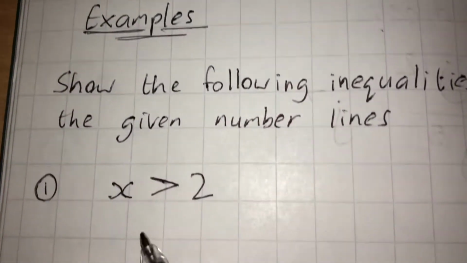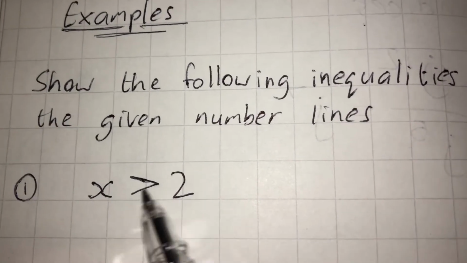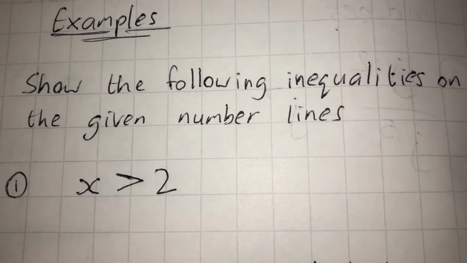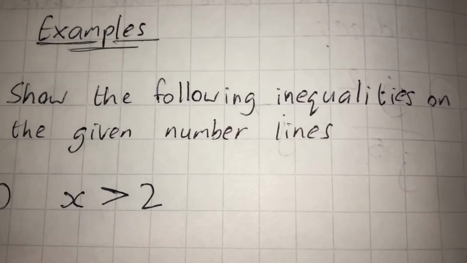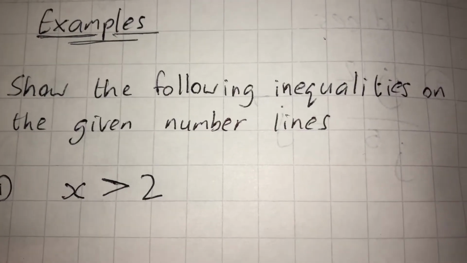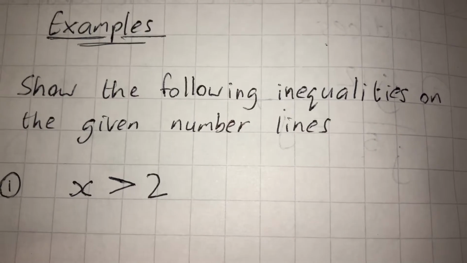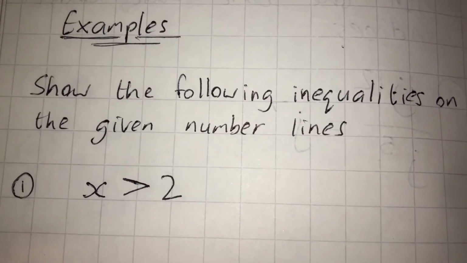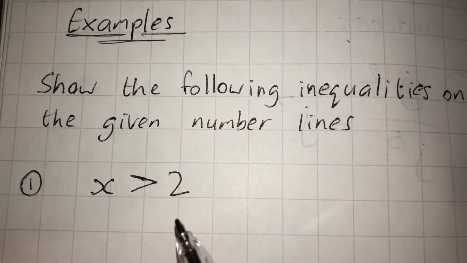So if I was to look at this first example here, this means x is more than 2. So this means x can be any value larger than 2. It can be 3, it can be 4, it could be a million. If we're looking at non-integer values, it could be 2.1, it could be 2.001, any value that is slightly larger than 2. However, it cannot be 2 itself.